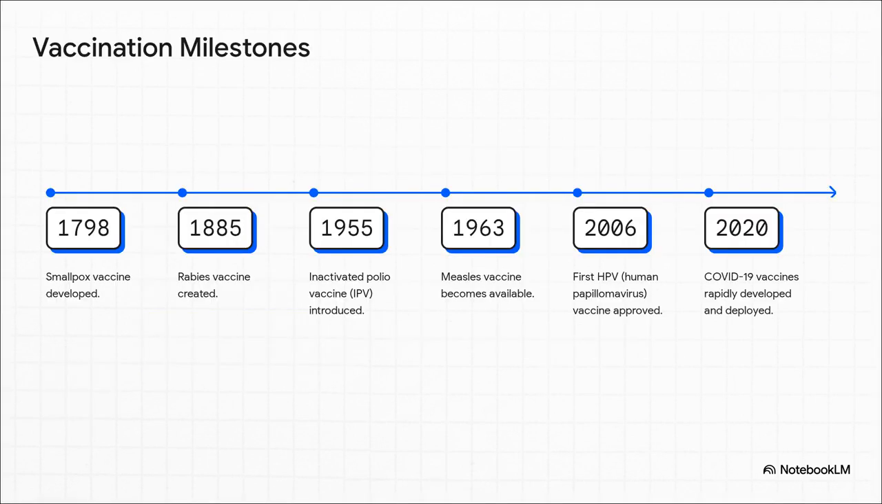And this is just a short list of the incredible victories. From the very first vaccine for smallpox all the way up to the mind-blowingly fast development of the COVID-19 vaccines, every single one of these breakthroughs was made possible by the patient, difficult detective work of epidemiologists who first had to figure out who the enemy was and how it spread.